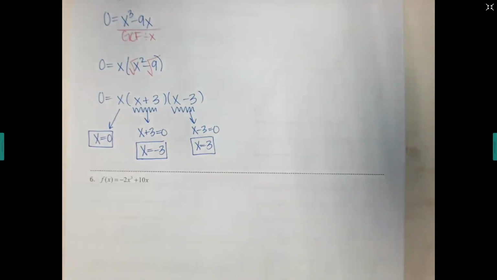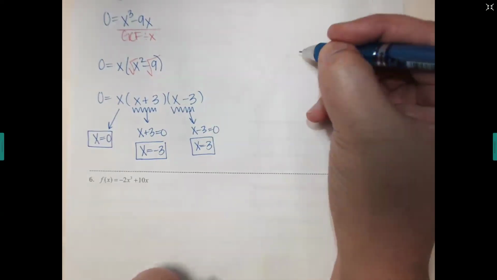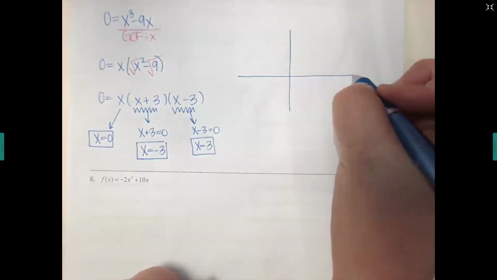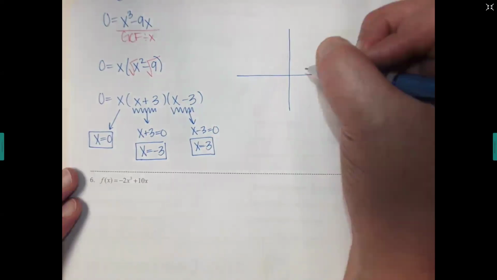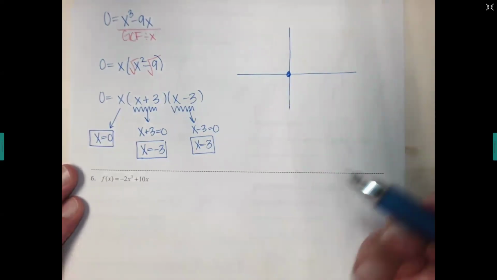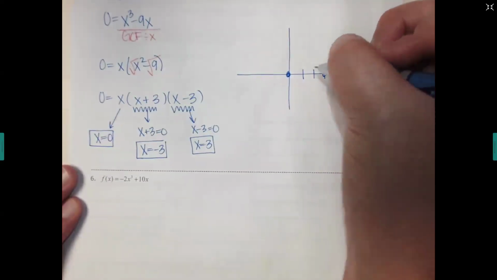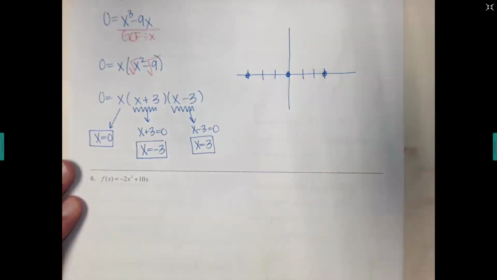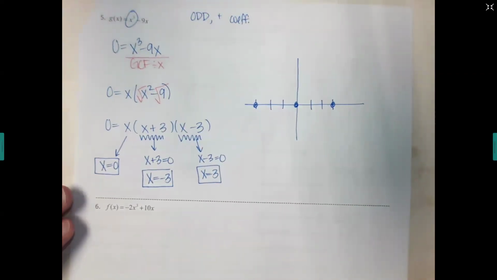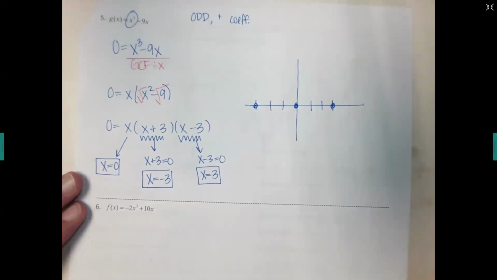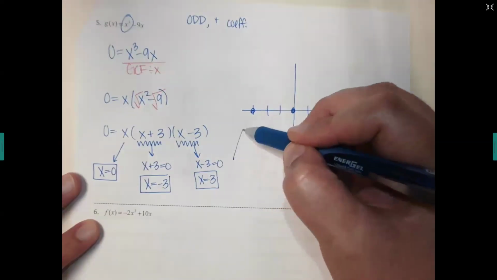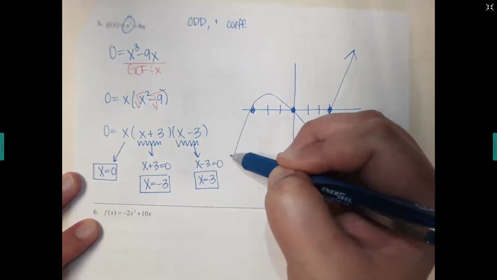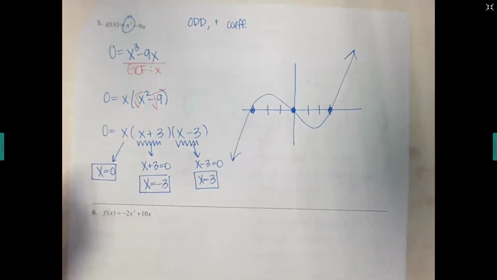So set up your graph. The answers that you found are where your graph crosses the x-axis. So my graph should cross the x-axis at 0, at 3, and -3. Additionally, I know that my graph is odd with a positive coefficient, so it needs to start low and end high. So it's going to look like that. But how do I know that it starts at the bottom? Because it's a positive odd.